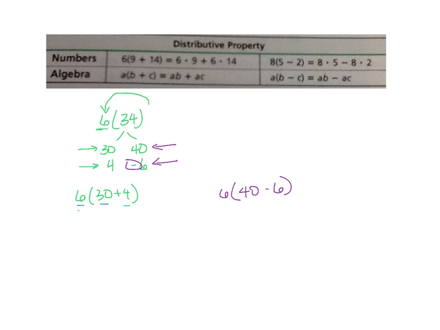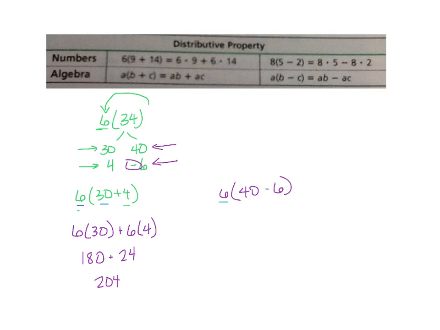So we do 6 times 30 plus 6 times 4. 6 times 3 is 18, and then we add the 0, plus 6 times 4 is 24. And when you add those together, you know 180 plus 20 is 200, and you have 4 more, so it's 204. Now let's look at this next one.